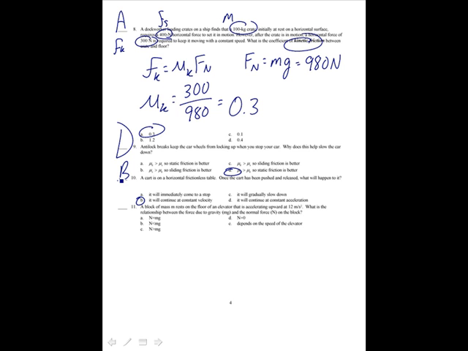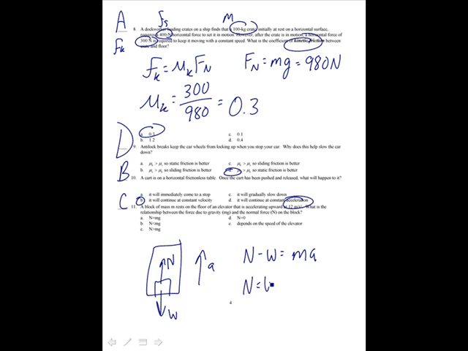A block of mass m rests on the floor of an elevator that is accelerating upward at 12 meters per second squared. What is the relationship between the force due to gravity and the normal force? If it's accelerating upward, that means that the normal force is greater than the force of gravity. You can see that if it's accelerating upward, this is the normal force, this is the weight, sum of the forces is N minus W equals ma, so N is equal to W plus ma. If a is positive, N is greater than W by the factor ma.